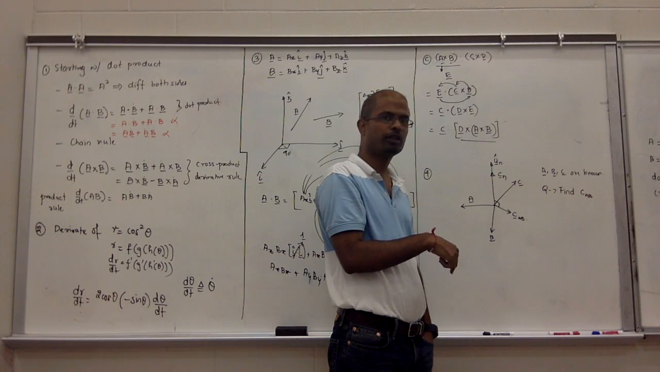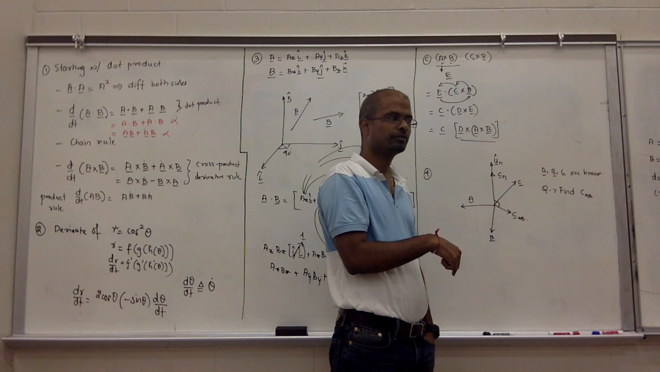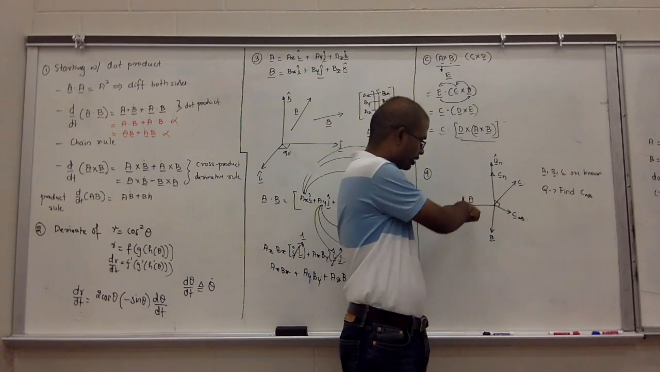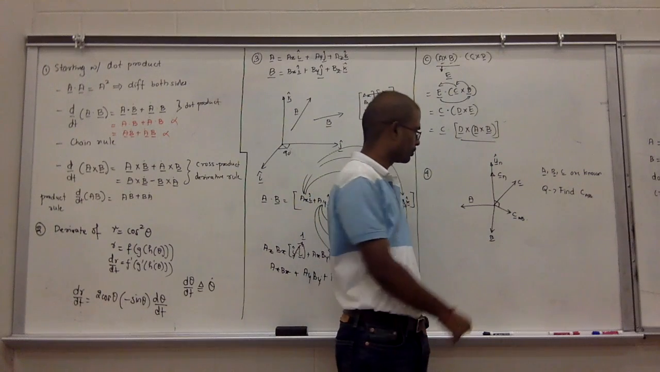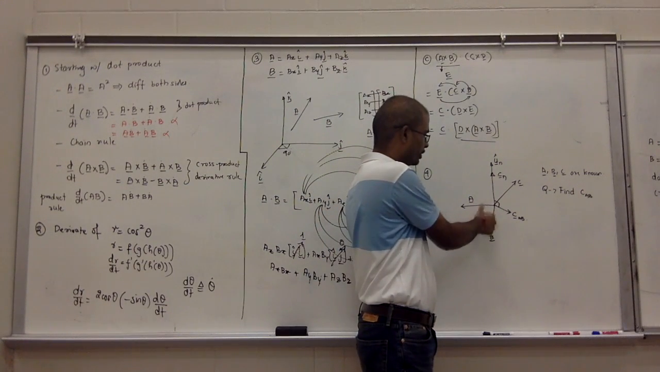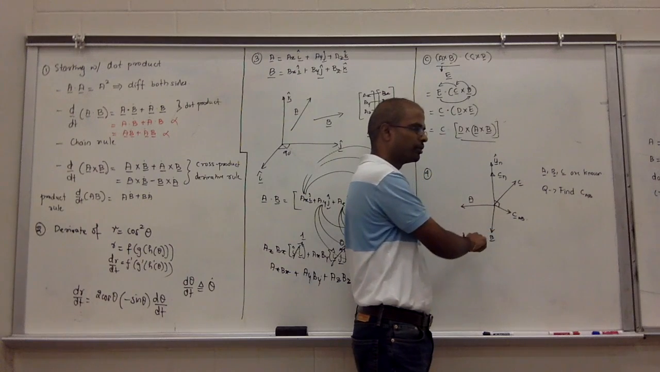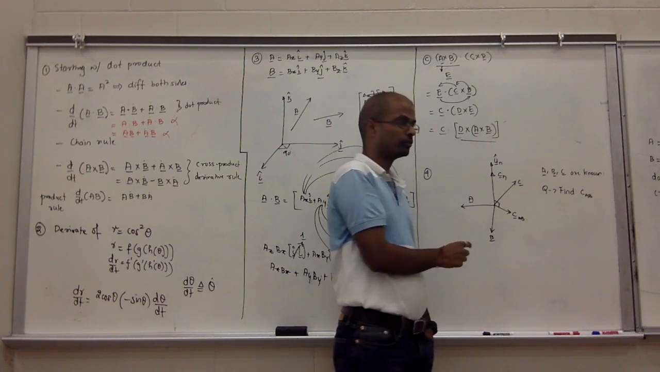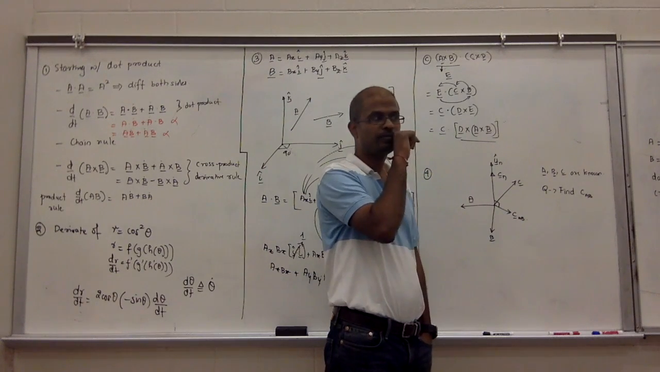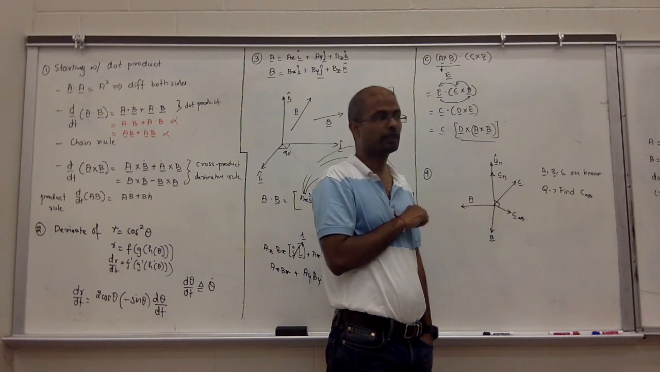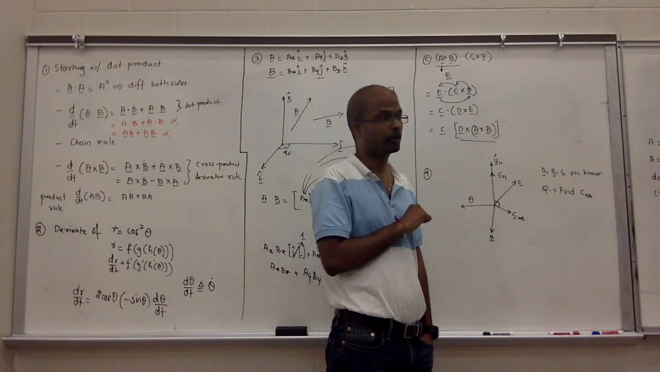Everybody clear on that? You divide by the magnitude of A cross B. A cross B will give you a vector which is perpendicular to A and B, but it will not be a unit vector. Divide by the magnitude of A cross B. Why is it the magnitude?